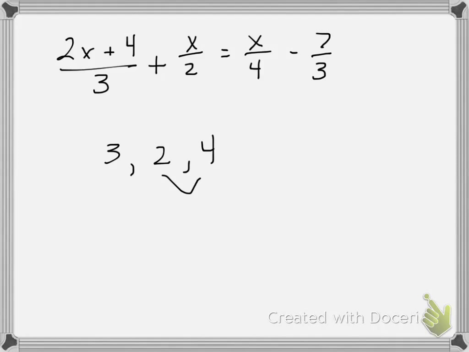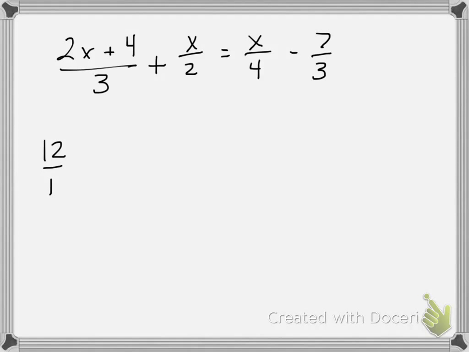What about 2 times 4? Well, that's 8. Does 3 divide into 8? No. So 8's not going to work. All right, that leaves us 3 and 4. 3 times 4 is 12. And does 2 divide into 12? Yes. So what that tells us is we want to multiply every single term by 12. All right, so let's multiply every single term by 12.